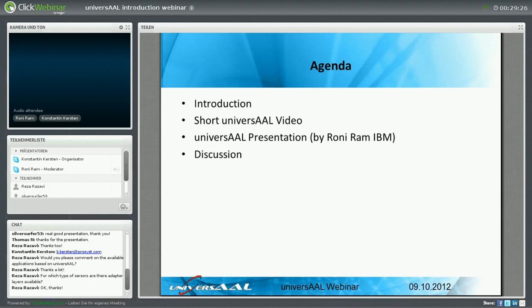Okay, I just checked with a colleague, and he said we are supporting Bluetooth, ZigBee, and Z-Wave in universAAL. Sorry for the clarification: in universAAL, Bluetooth and ZigBee are supported, but Z-Wave could also be implemented, but not yet.